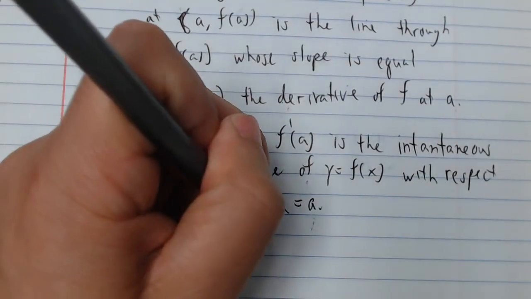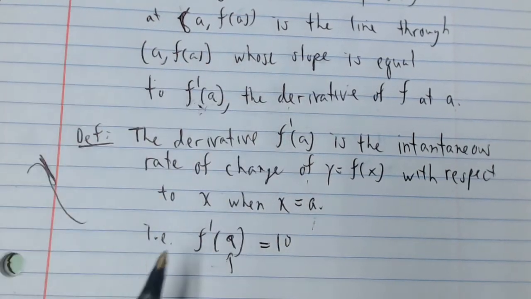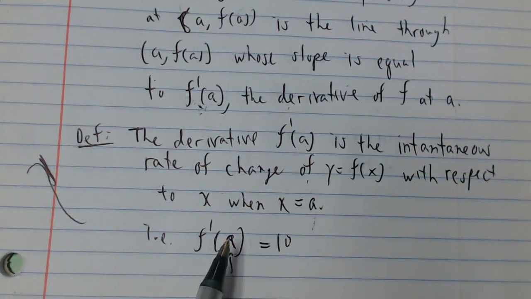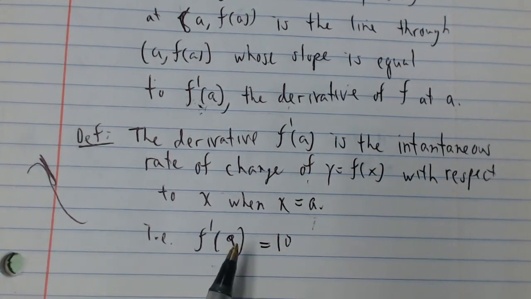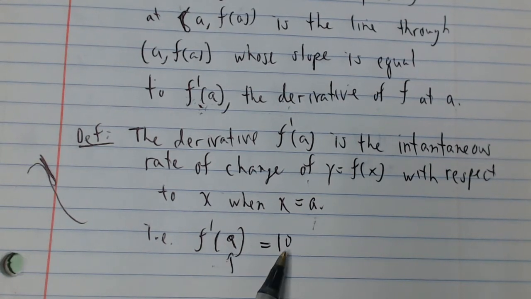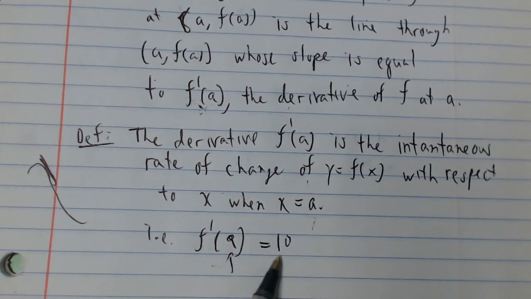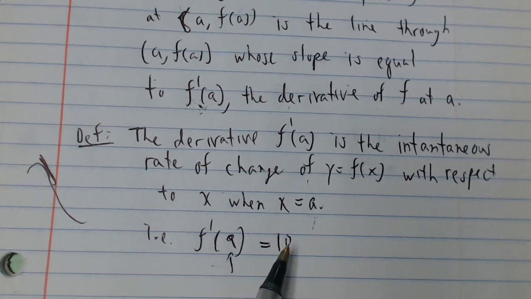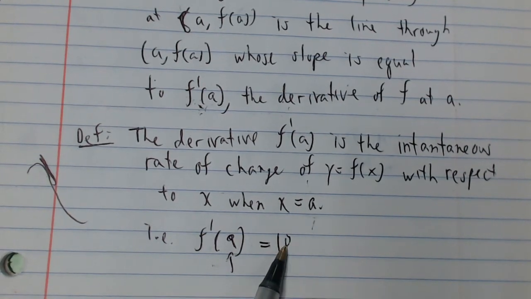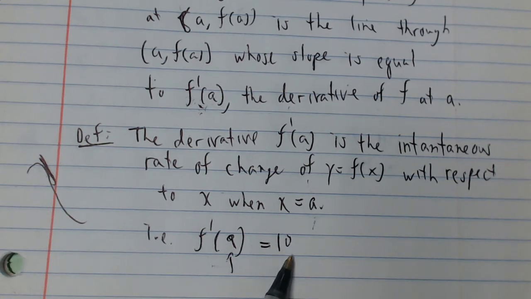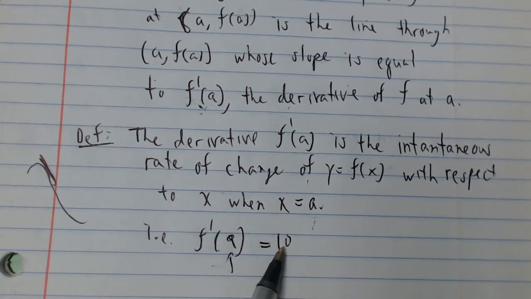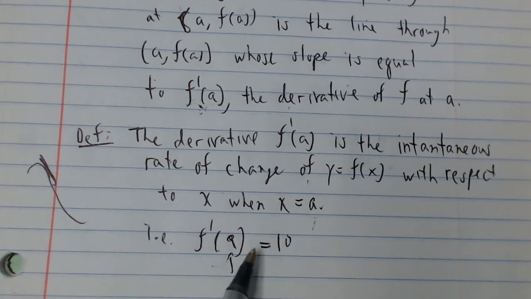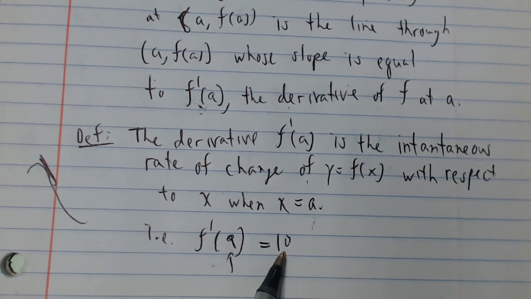So let's say I'd say this, 10. What does that mean? If you produce 9 cell phones, the rate of the number of cell phones that you're producing is increasing at a rate of 10 units, or it's increasing at 10 per unit. So that means, for example, if I make 9 cell phones, then at that instance, the number is increasing.